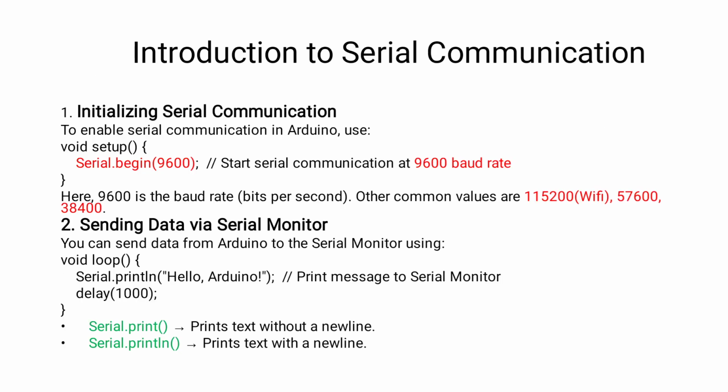So how will you set up serial communication? To enable serial communication, you set up void setup, Serial.begin. So 9600 is the baud rate, the number of bits per second, and common values are 115200 for Wi-Fi, 56000 and 38400.